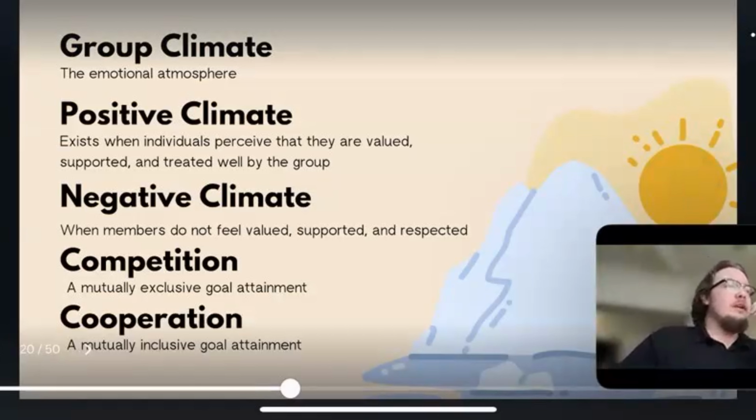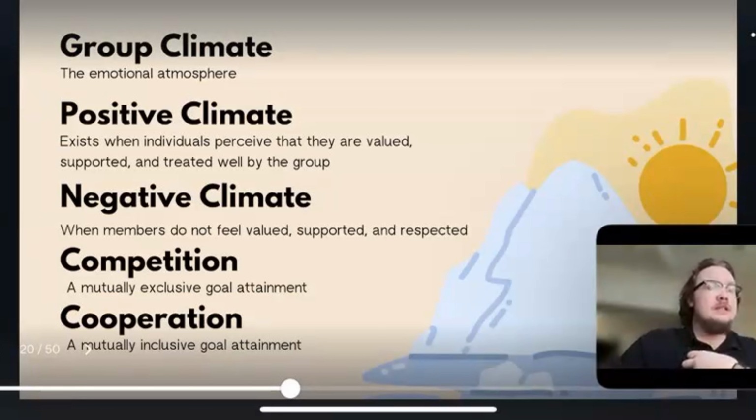Then we have cooperation. So that's a mutually inclusive goal attainment, MEGA process. So look at the two definitions, competitive, cooperative. Competition has the prefix ex in front of the word inclusive: exclusive. Cooperation has inclusive. So when you want to bring people in, you're being cooperative. And when you want people to go away and be out of the group, then you're being exclusive. Okay.